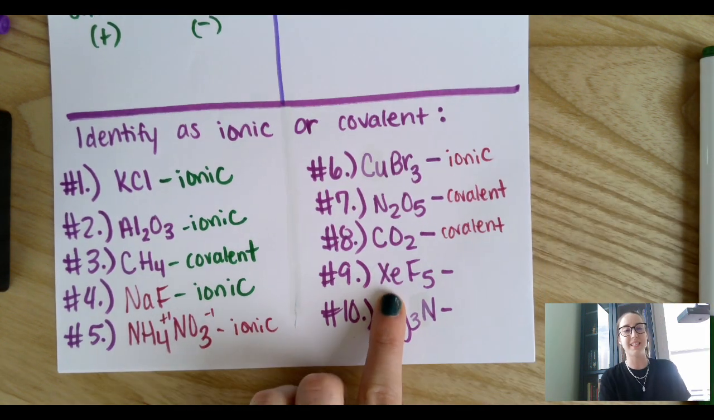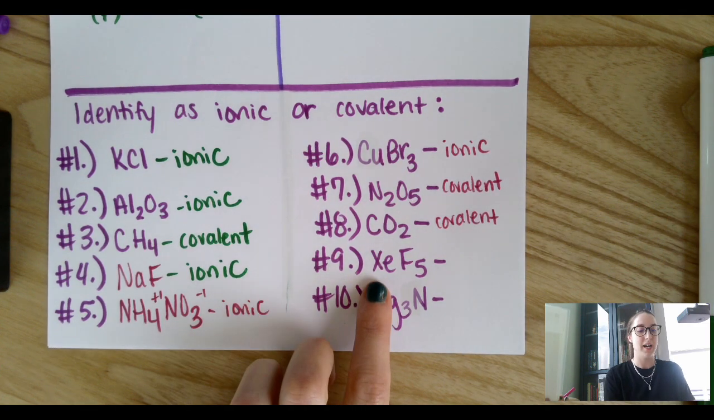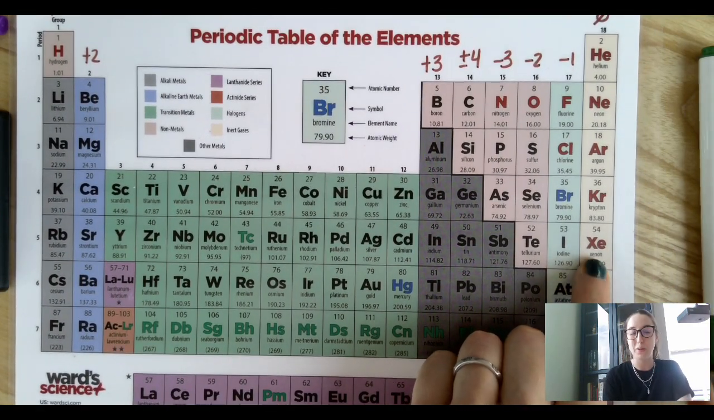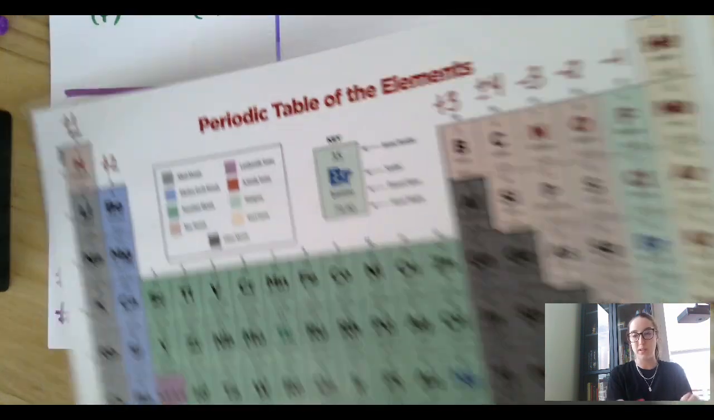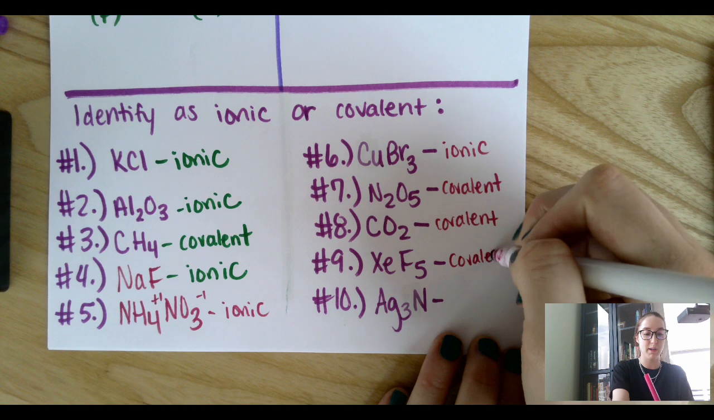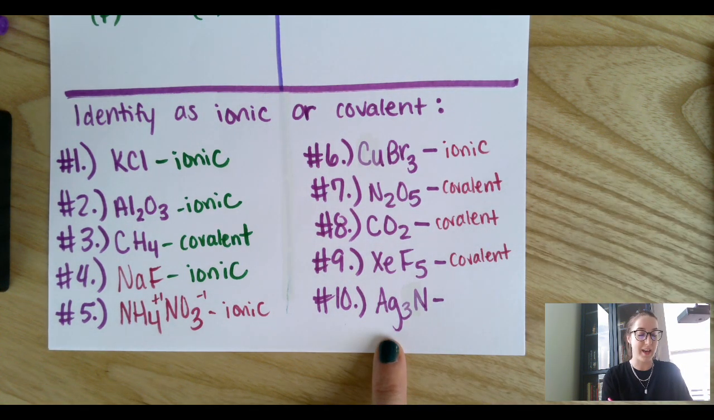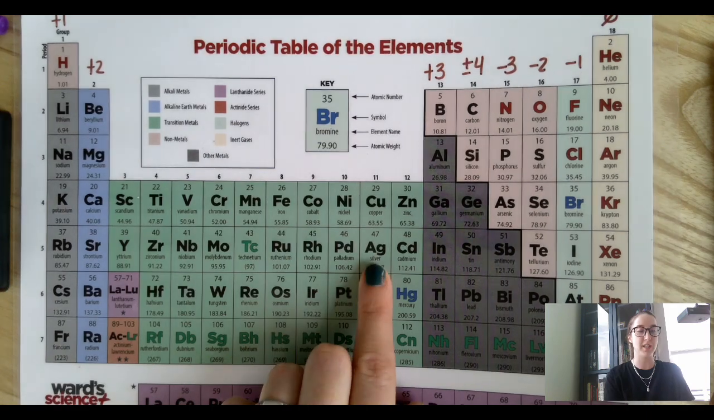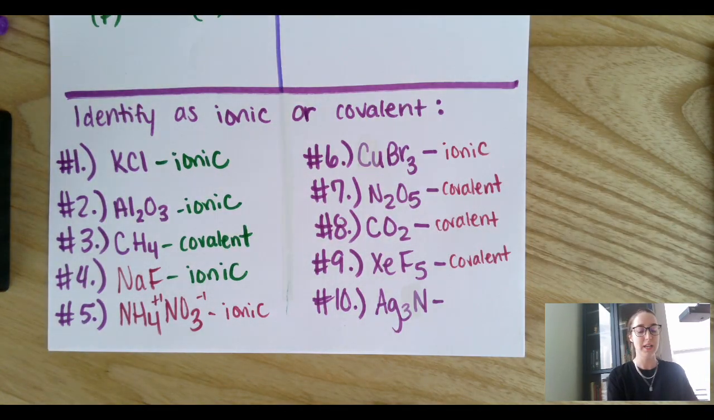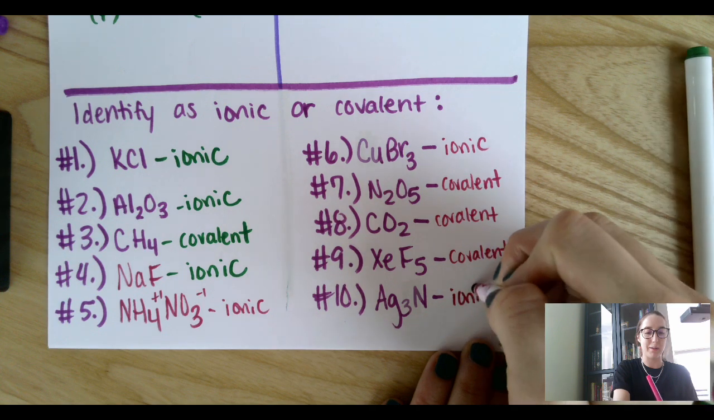If I look at XeF5, that is xenon. You have Xe over here. This is a nonmetal, and it is with fluorine, which is also a nonmetal, and so this is going to be a covalent bond as well. Last but not least, we have Ag3N. I'm going to find Ag on the periodic table. Ag is, as a matter of fact, silver, which is a transition metal, which means it's a metal. And so that means this is an ionic bond.